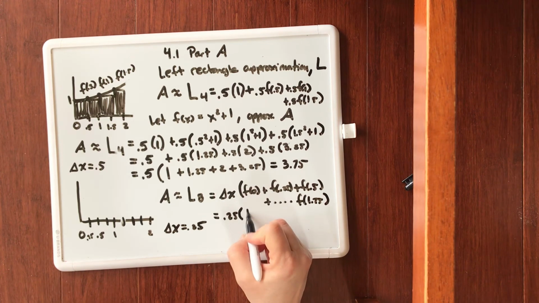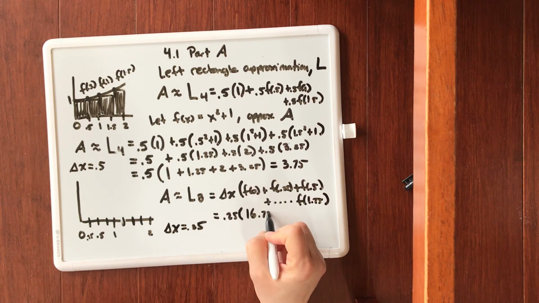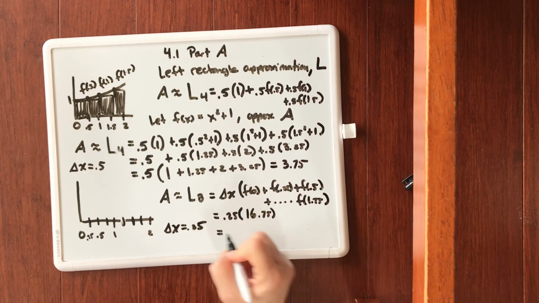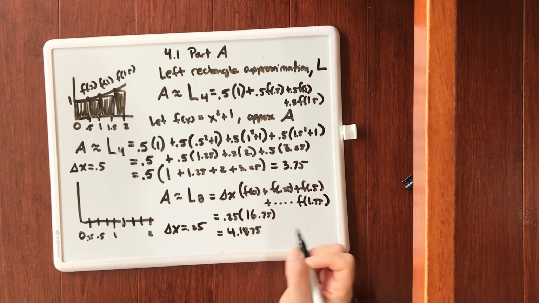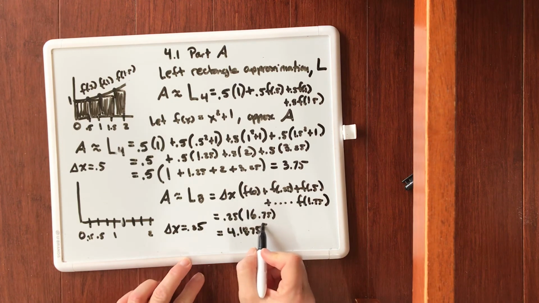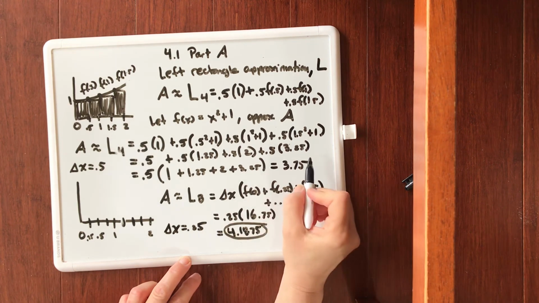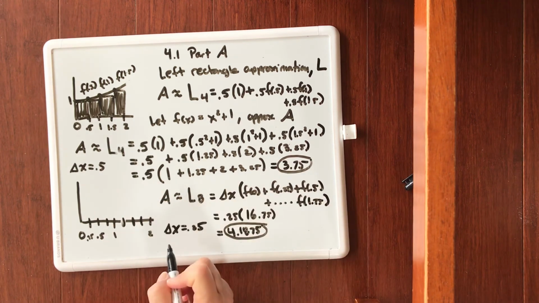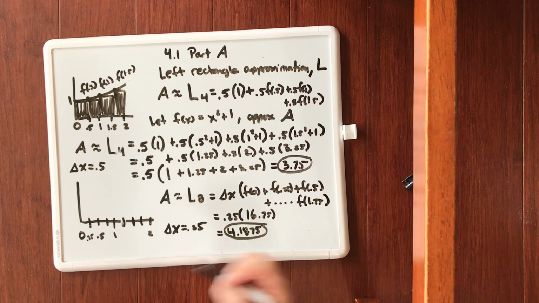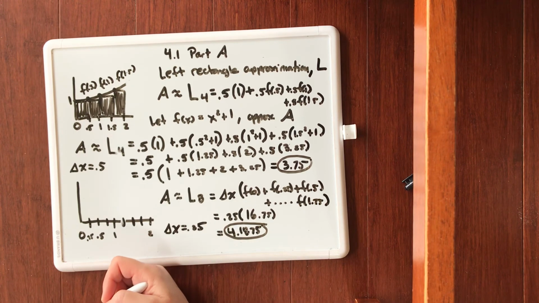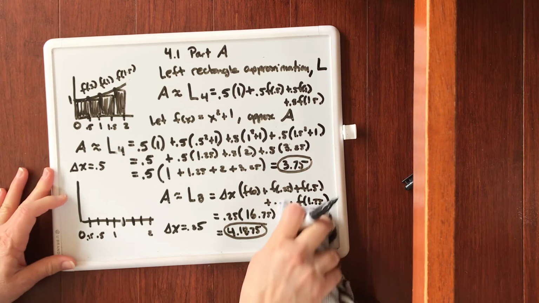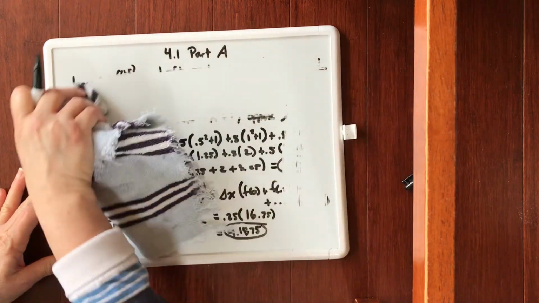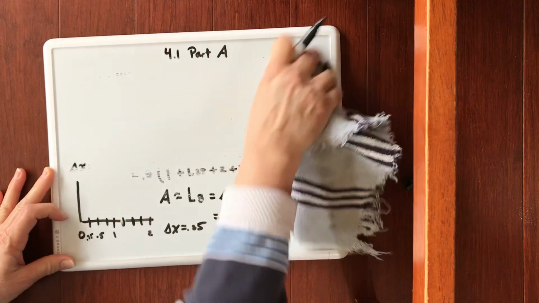which ends up being, if you want to do it on your own, 16.75. And the answer is 4.1875. Now notice, this number is more accurate. It's larger than what we got when we split it up into 4 parts. So splitting up into 8 gave us a more accurate area. Now, what if we said, well, we want to know exactly what that area would look like. We have a way of doing that.